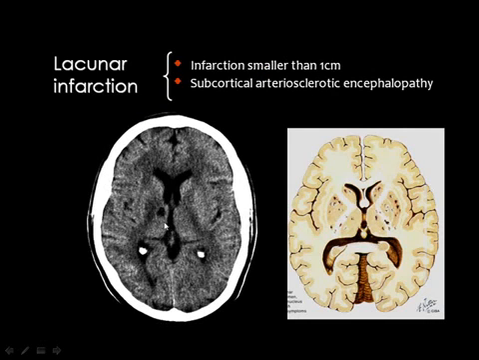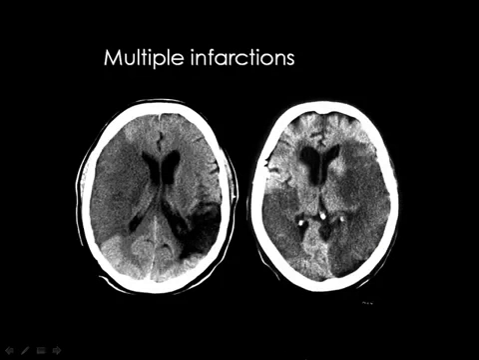And an infarction which is less than 1 centimeter in diameter is known as lacunar infarction. The lacunar infarction, by definition, is the infarction which is less than 1 centimeter in diameter. And also infarctions can occur in multiplicity. And here, a patient with chronic infarction on the left and acute infarction on the right. And this case with two acute infarctions, one big on the left side and one relatively smaller on the right side.